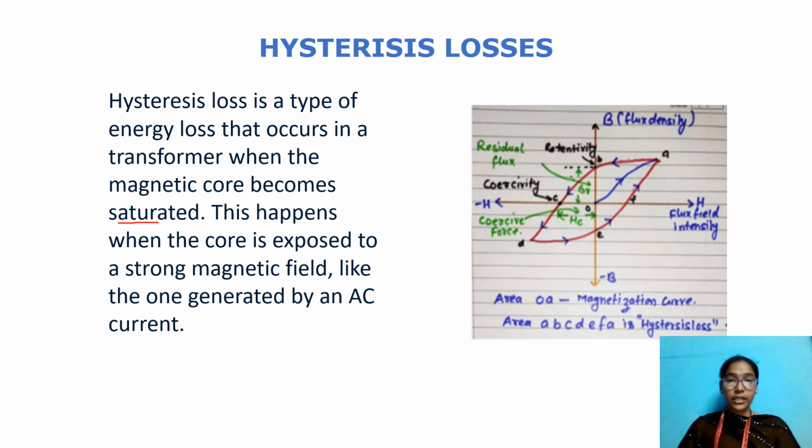Now the transformer runs with an alternating current, which reverses every cycle. So the domains change their position. Due to the frequency, some work is done, and because of this work done, some amount of electrical energy is wasted. The wasted energy is known as the hysteresis loss.